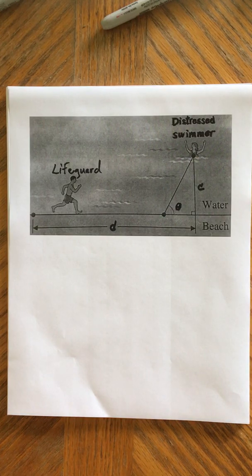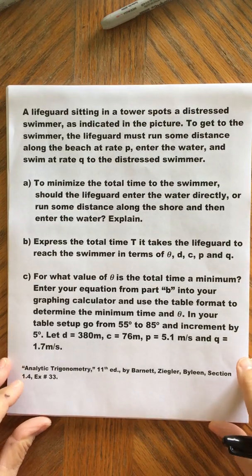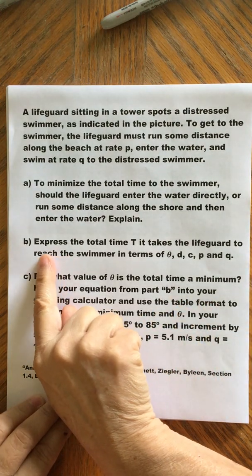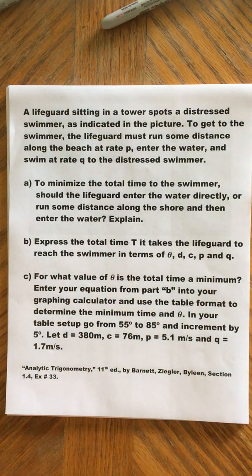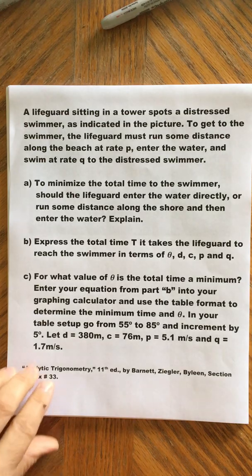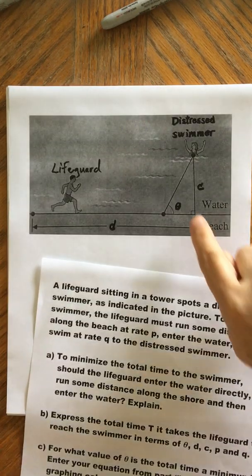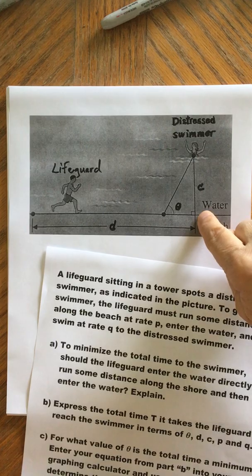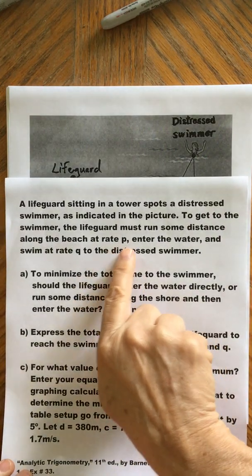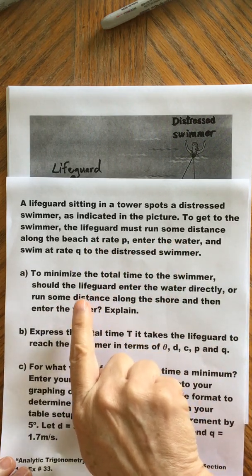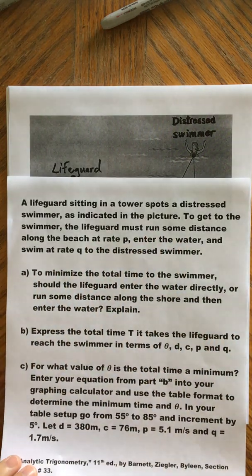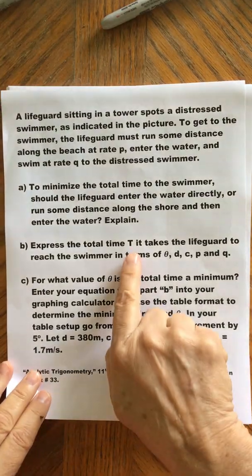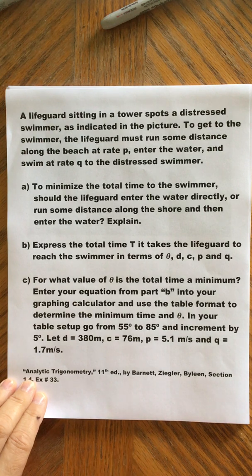Now this is a bit abstract in the sense that you're not given values yet, but they want you to find an equation. Express the total time t that it takes the lifeguard to reach the swimmer in terms of theta, d, c, p, and q, where theta is the point at which they come in, c is the distance from the swimmer to the shore, or the beach. P is the rate at which they can run, and Q is the rate at which they can swim. What they mean is you have to have t isolated on one side, with a coefficient of 1 understood, equal to an expression in theta, d, c, p, and q. That's what they want to find out.